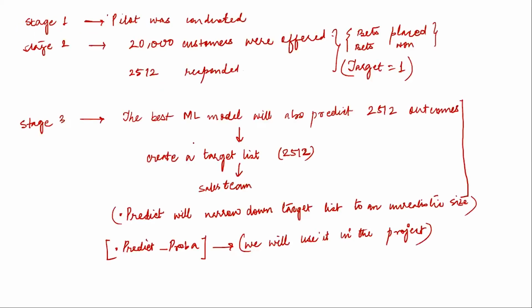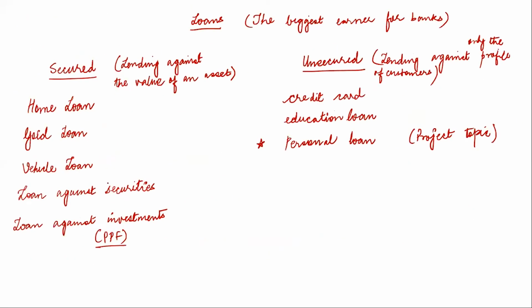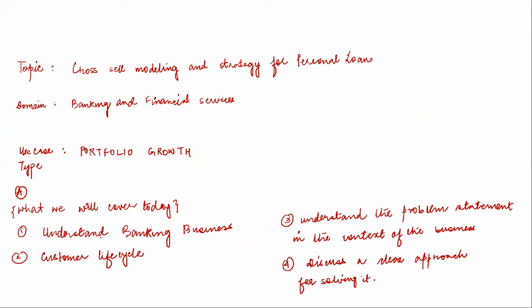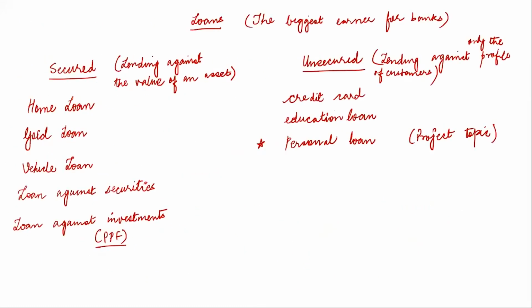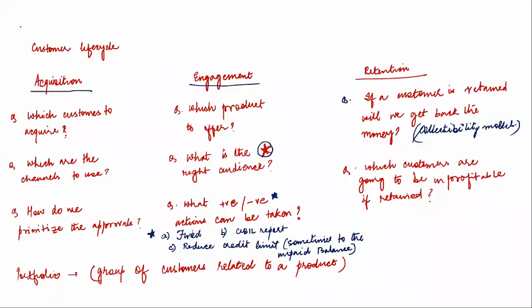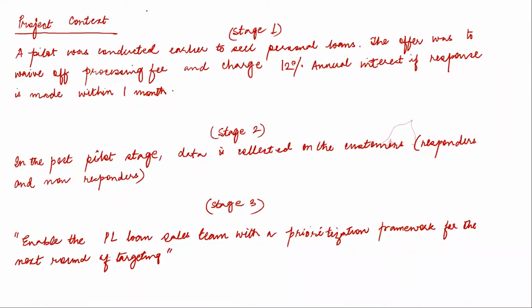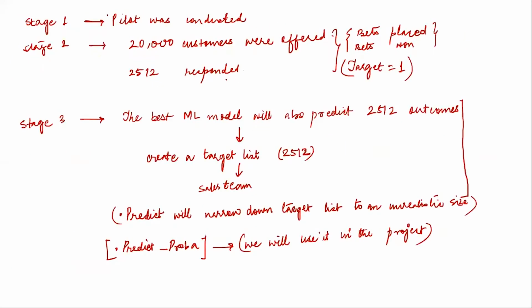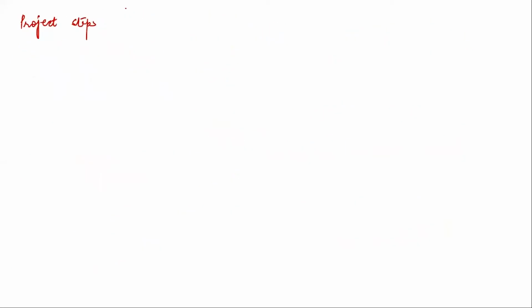But let's go back and see if we have covered everything that we wanted to cover. This part is covered, life cycle is covered, we've understood the problem. We'll discuss the approach now. So 1, 2, 3 is over, 1 is over, this is 2, this is over, this is 3, and now we'll come to 4.